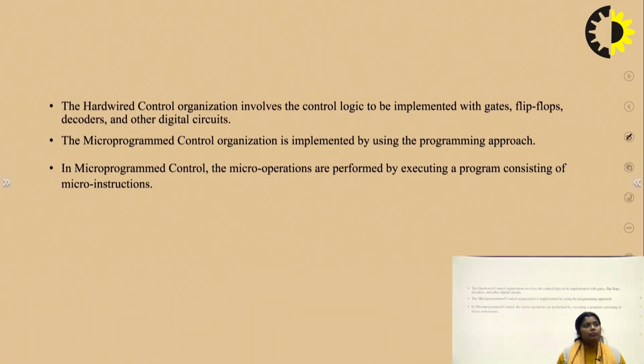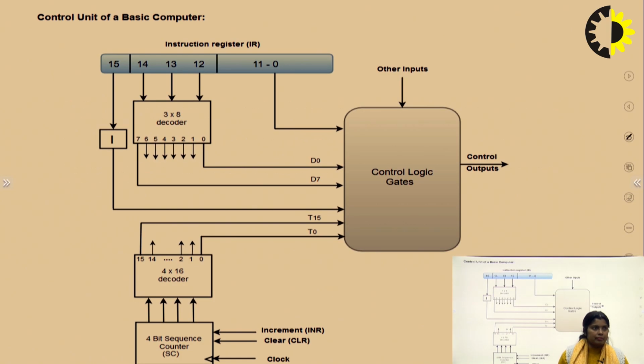And the microprogrammed control unit: when the control unit is designed with the help of a microprogram, it is called a microprogrammed control unit. All the micro operations are performed, and executing a program consists of micro instructions. This is the simple diagram, the basic for what we are reading here. First we are reading the hardwired control unit, and on the basis of this, we are reading the instruction cycle.